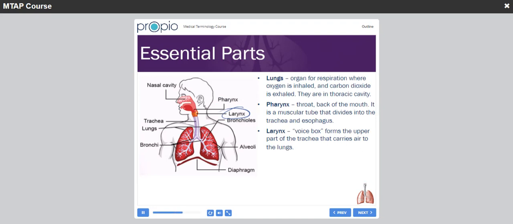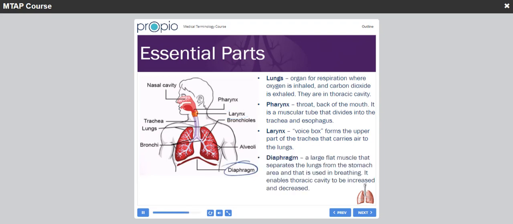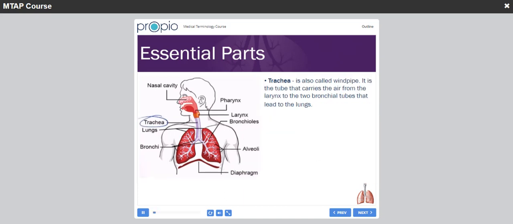Diaphragm, a large flat muscle that separates the lungs from the stomach area and that is used in breathing. It enables thoracic cavity to be increased and decreased. Trachea, it's also called windpipe. It's the tube that carries the air from the larynx to the two bronchial tubes that lead to the lungs. Bronchus, there are two tubes that carry air from the trachea to the right and left lung.